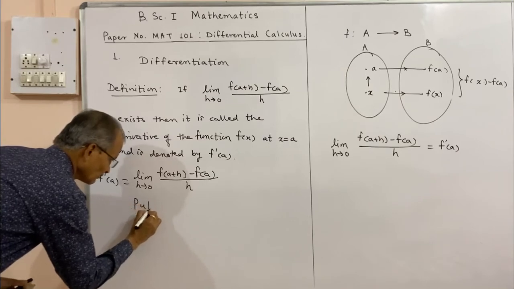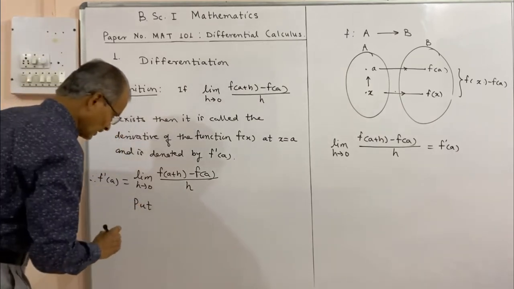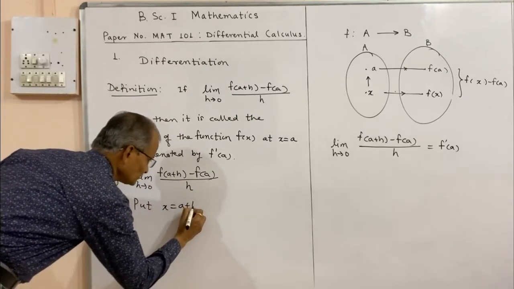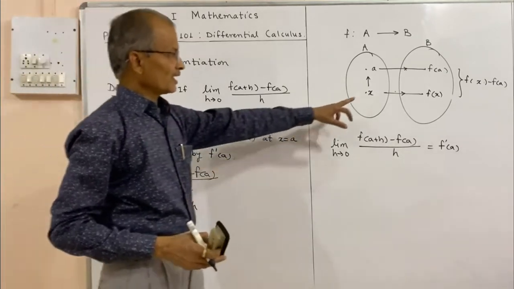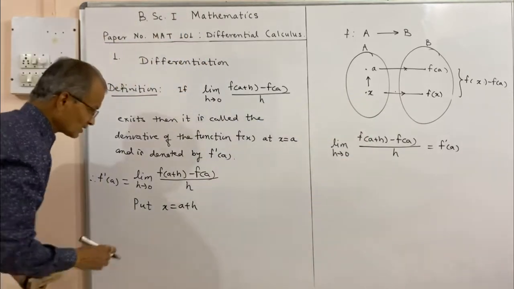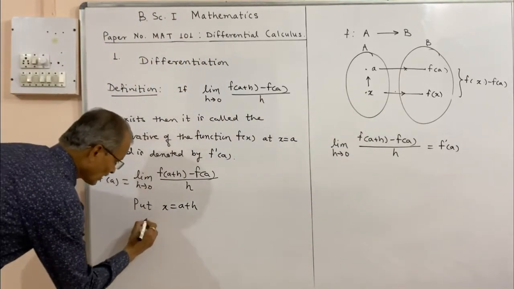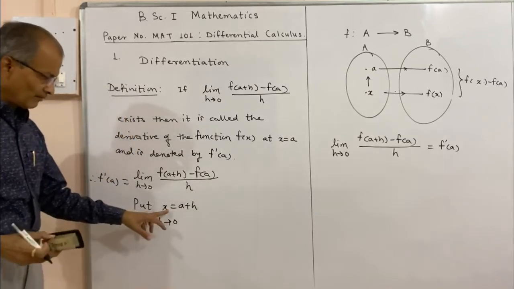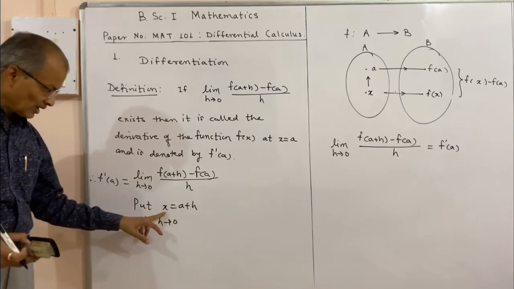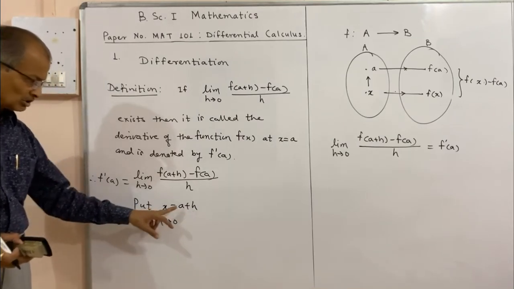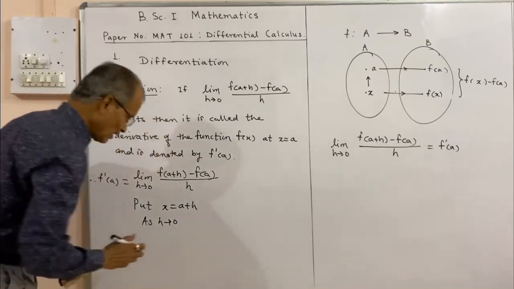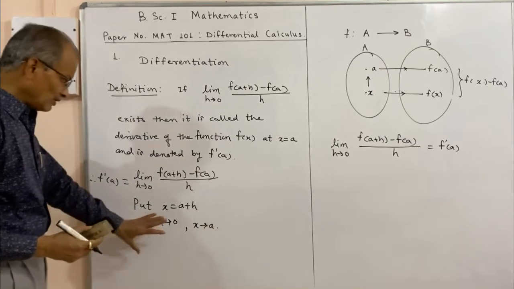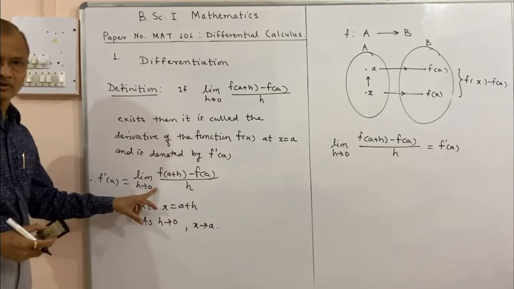Or yes, it will be considered as a plus h is equal to x, or x is equal to a plus h. We have considered this x as a plus h. As h tends to 0, what will be the value of x? When h is 0, x will be a. So when h approaches 0, x will approach towards a. x tends to a, and therefore we use these values in the above limit.